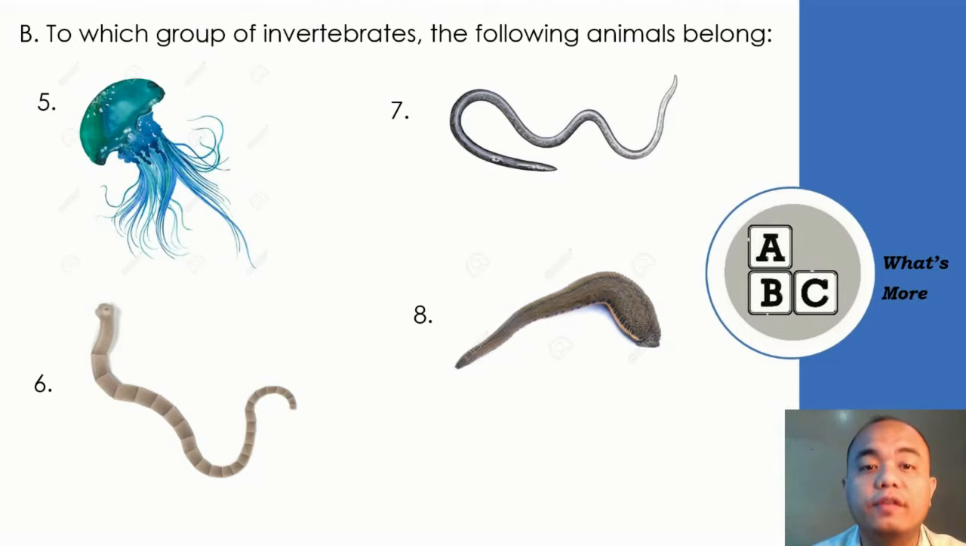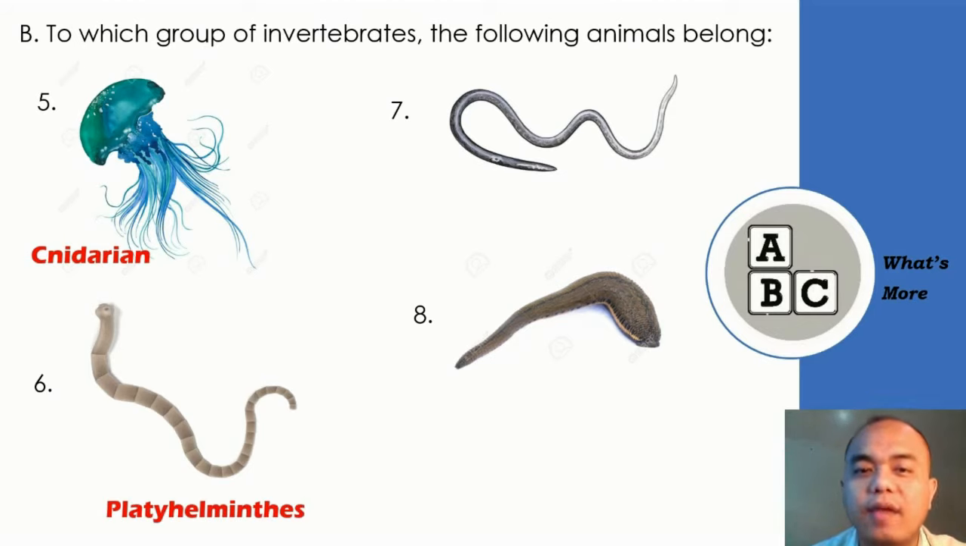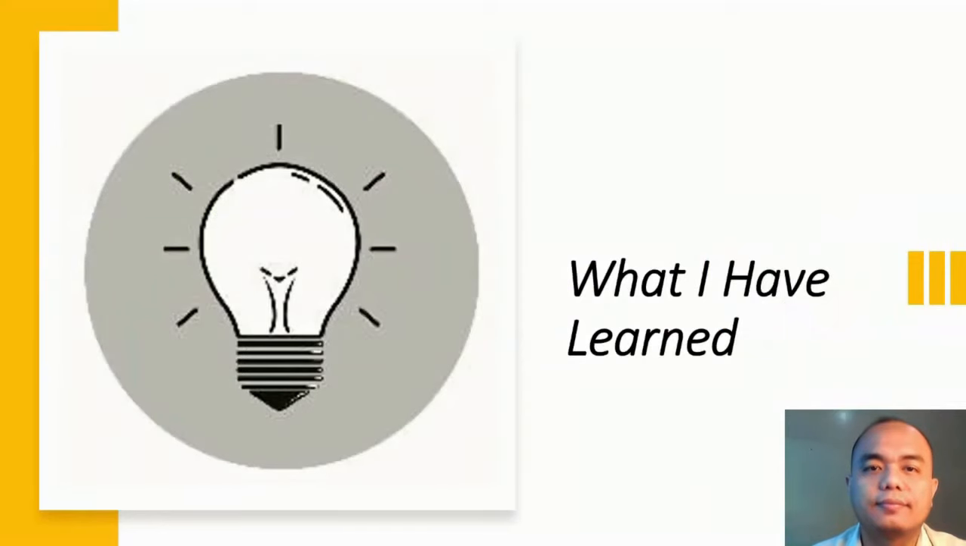B. To which group of invertebrates do the following animals belong? Number 5. What animal is that? Jellyfish. And jellyfish is an example of cnidarian. Next, number 6. That's tapeworm. Tapeworm is a flatworm. And flatworm is platyhelminthes. Next, number 7. Number 7 is a vinegar eel. Vinegar eel is a roundworm. And that's nematodes. And we have the segmented worm, leech or linta. So that's annelids.